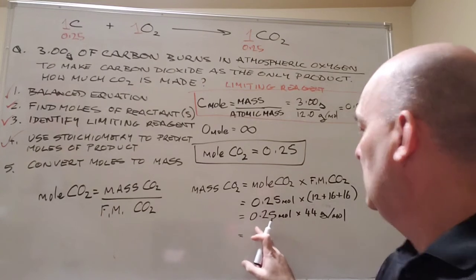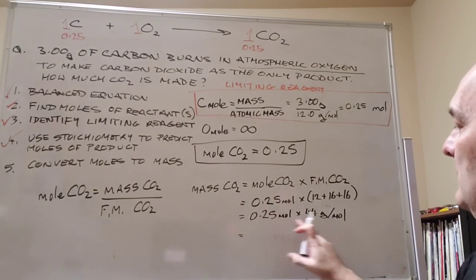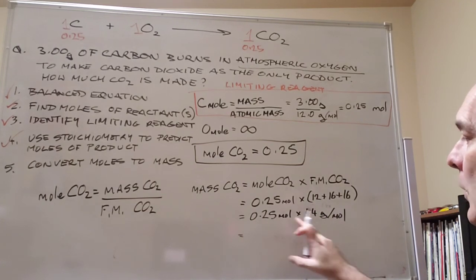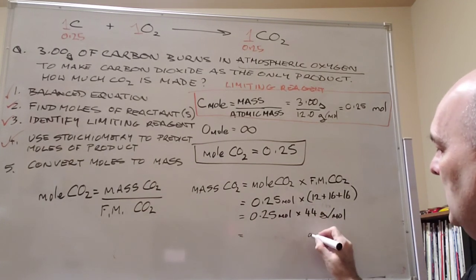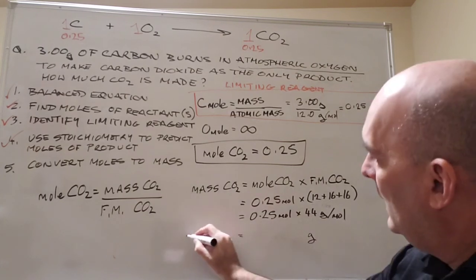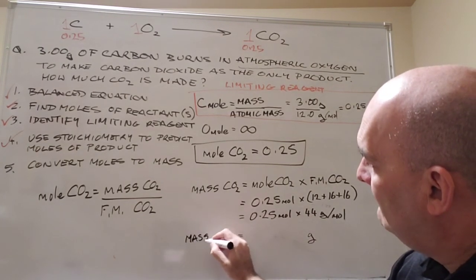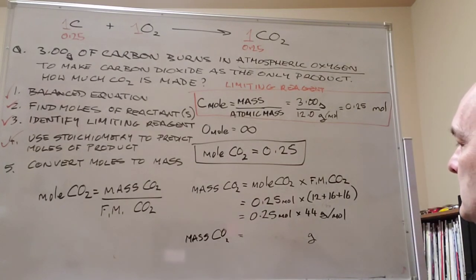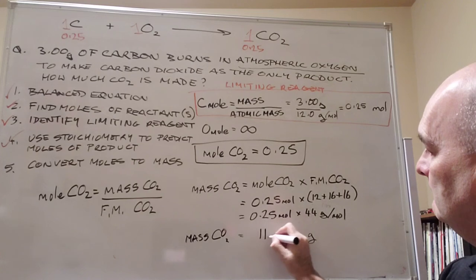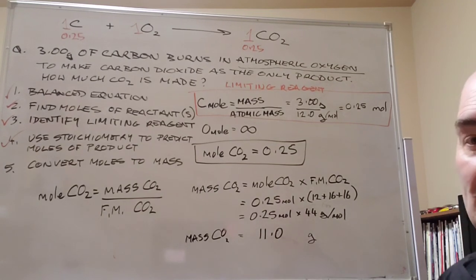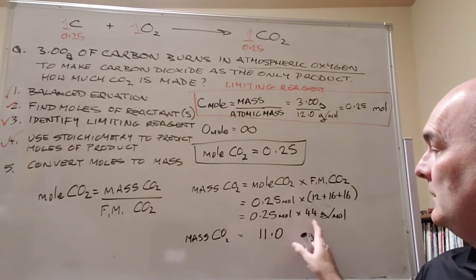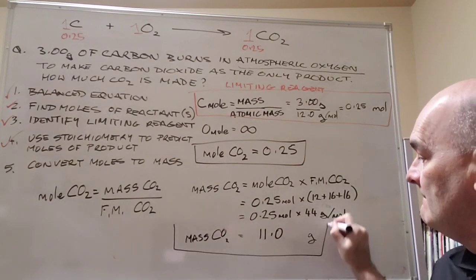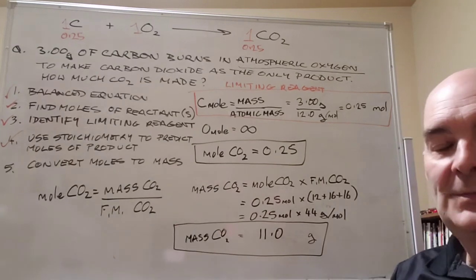And when I take 0.25 moles and I multiply it by 44 grams per mole, the mole and the per mole cancel each other out, and it gives me an answer in grams. A quarter of 44 is 11. There's my answer.